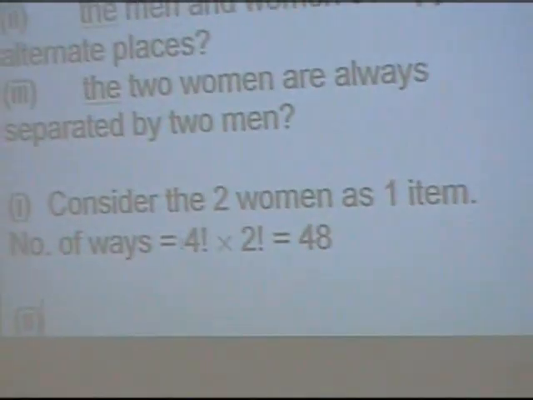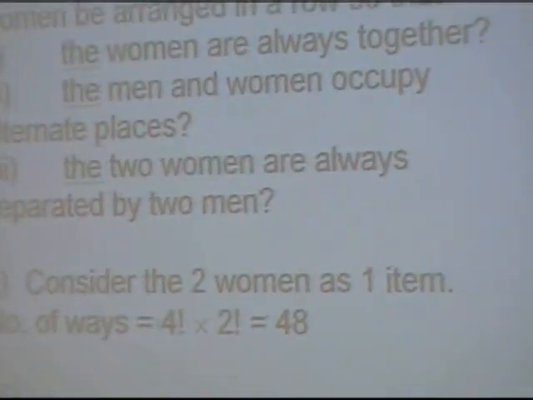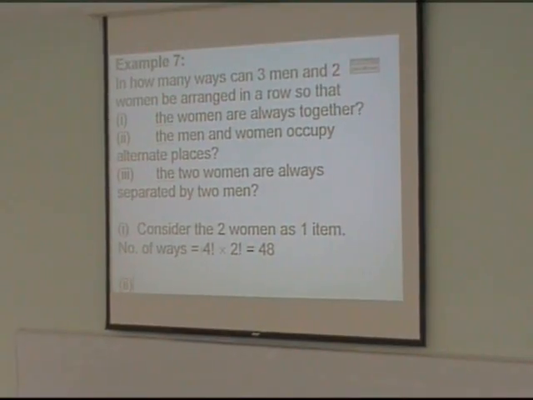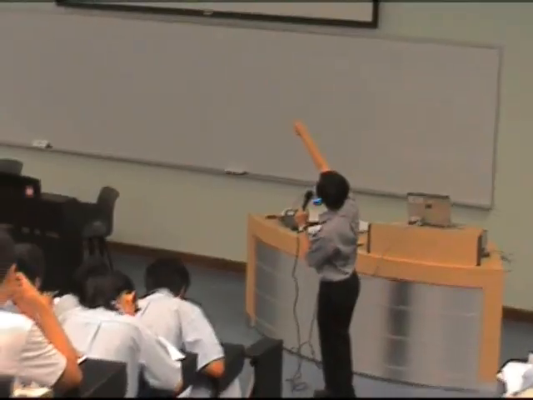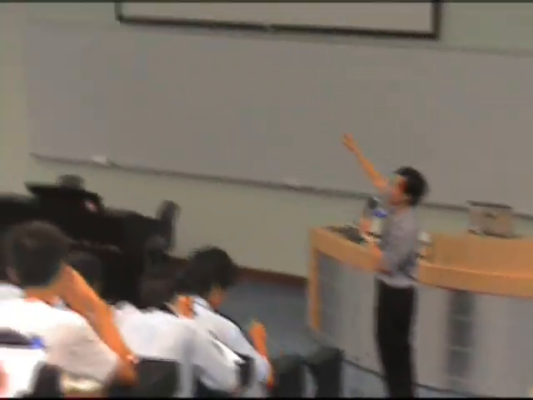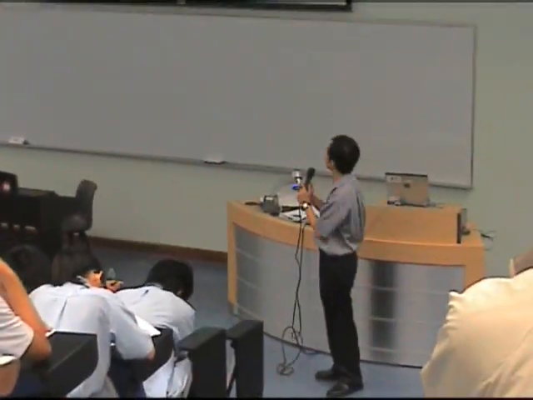Okay, that's part 1. Part 2 is, what if the girls and guys want to occupy alternate seats for some strange reasons? And the last condition is that the 2 girls are always separated by 2 men, also for some strange reasons.